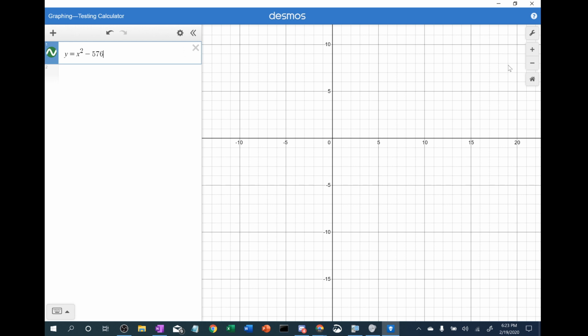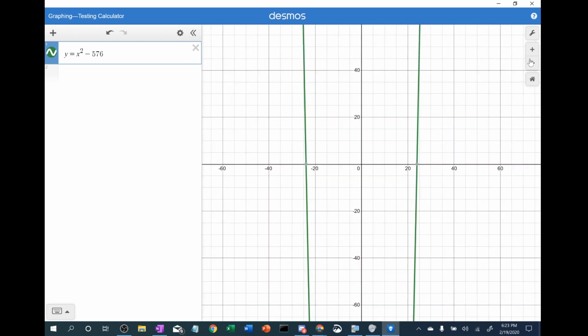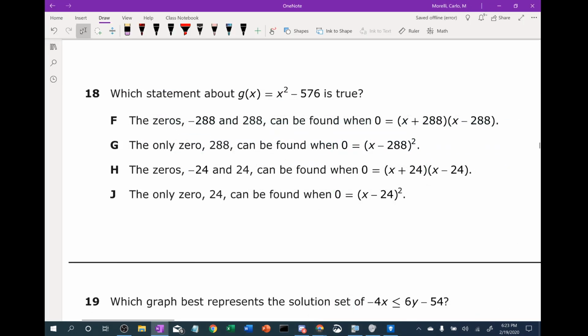Now it's going to go out of frame. You got to zoom out to see it. Go over here and click. There's your zeros. Negative 24 and positive 24. So let's go back. Are the zeros negative 288 and positive 288? No. So F is wrong.